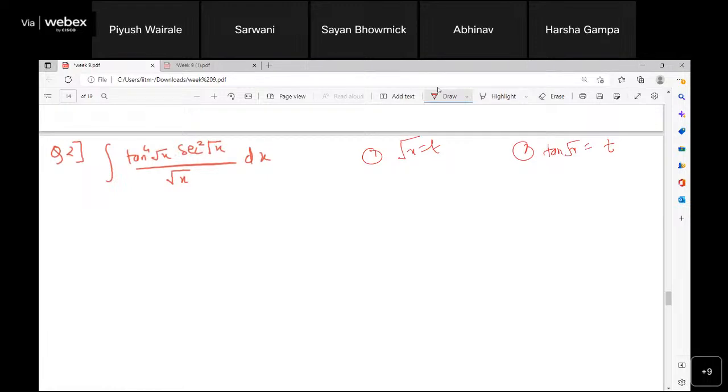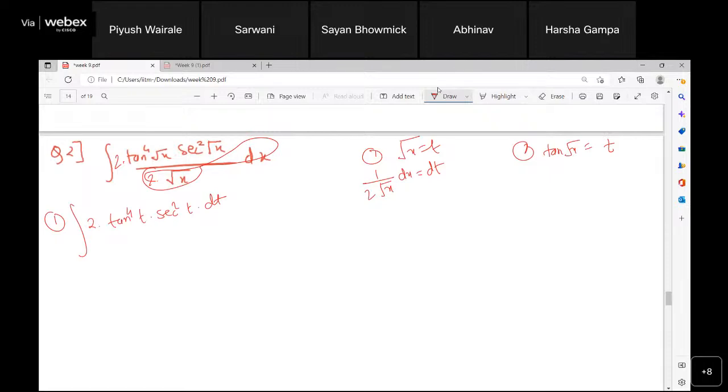Now let's see both the cases. Now here I will get 1 upon 2 root x dx equals to dt, right? So if I replace here, what I will get? Multiply by and divide by 2. So 2 root x dx will be equal to dt. So twice of tan 4t into sec square t into dt, right?